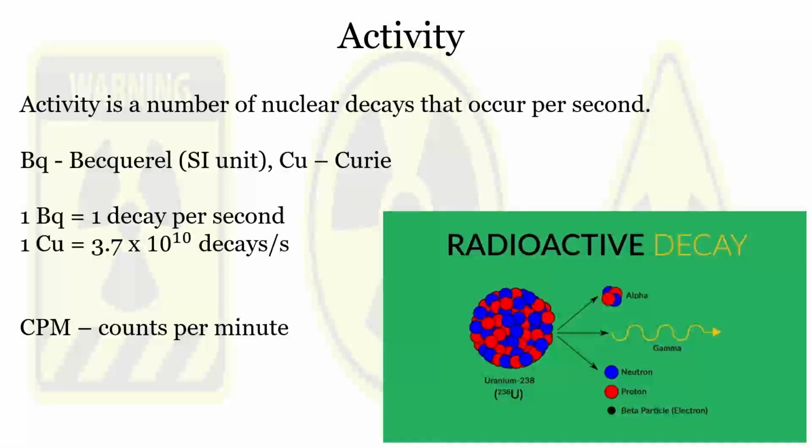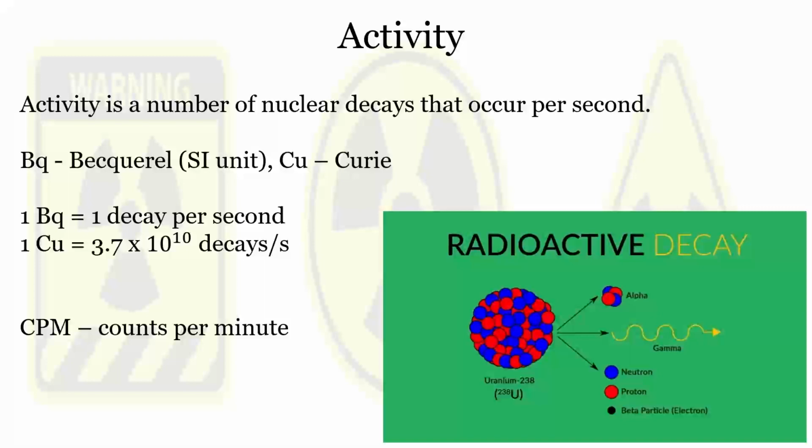It can be measured in becquerels, 1 becquerel equals 1 decay per second, or in Curie, 1 Curie equals 3.7 times 10 to the power of 10 decays per second. You may also encounter CPM unit or counts per minute. It refers to instrument readings and not to actual physical quantities. It is not the same as becquerels. CPM may be converted to units of activity or dose if the proper conversion factors are known.